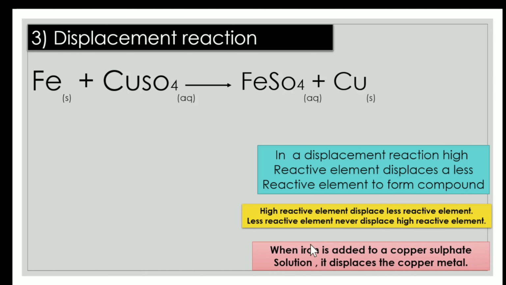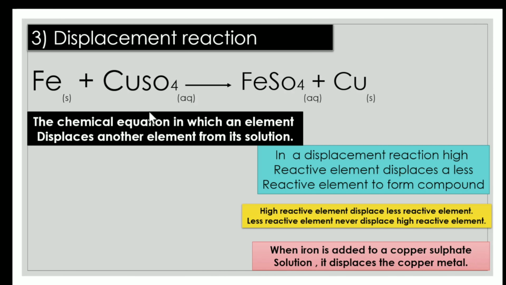When iron is added to copper sulfate, it displaces copper metal and forms iron sulfate. It is the displacement reaction. The chemical reaction in which an element displaces another element from its solution is called a displacement reaction. It is so simple. Whenever an element or metal displaces another element, it is called a displacement reaction, right?